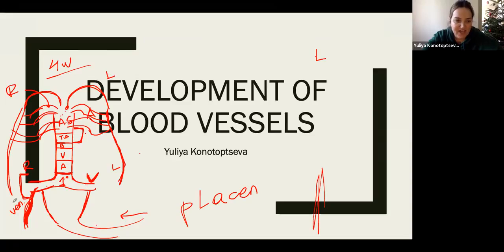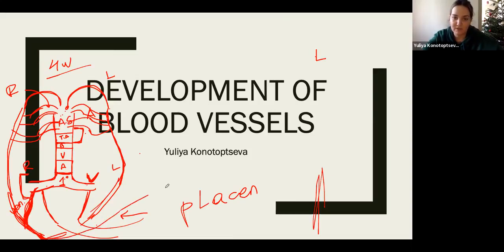In the tail region, somewhere where the rear end of the embryo will be, the two dorsal aortas will fuse together into one dorsal aorta. And unfortunately, I messed up here. The branch of a single dorsal aorta is the umbilical artery.